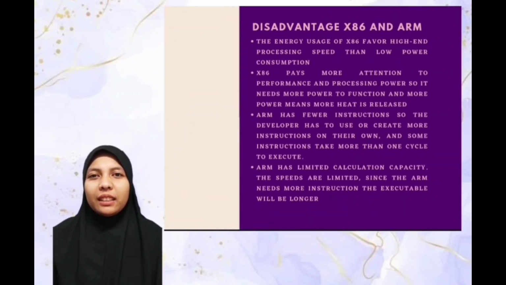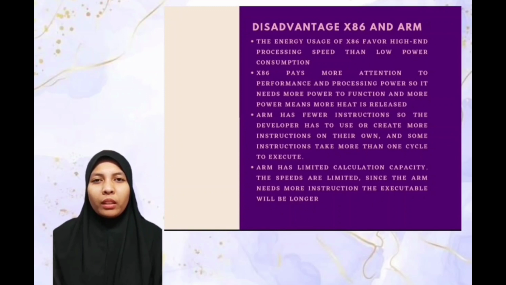Next, the disadvantage of X86 and ARM instruction formats. The energy usage of X86 favors high-end processing speed over low power consumption. X86 also pays more attention to performance and processing power, so it needs more power to function, and more power means more heat is released.